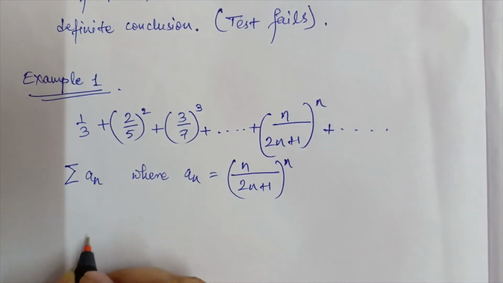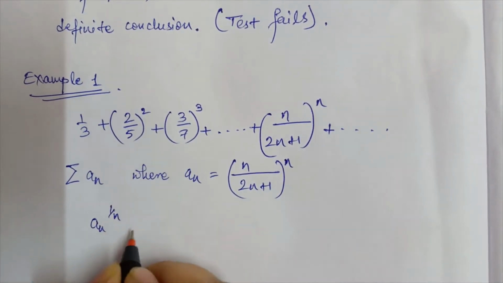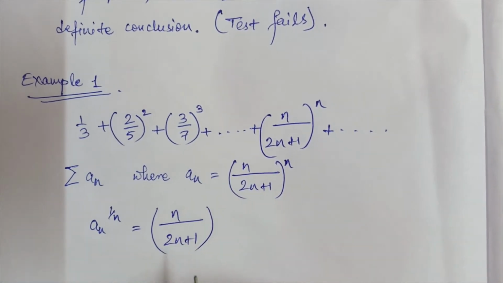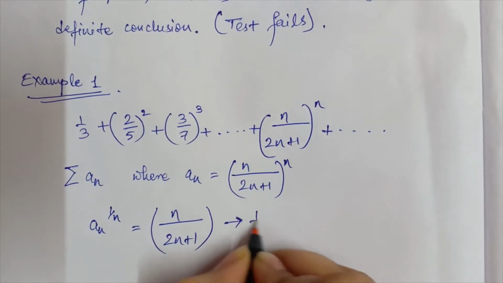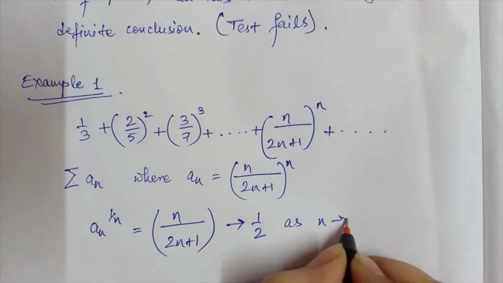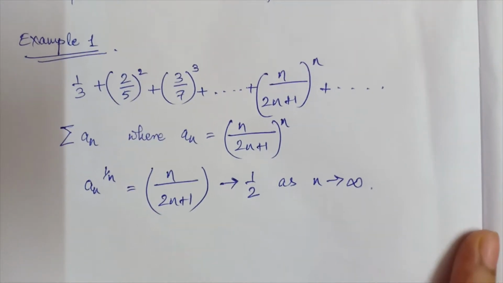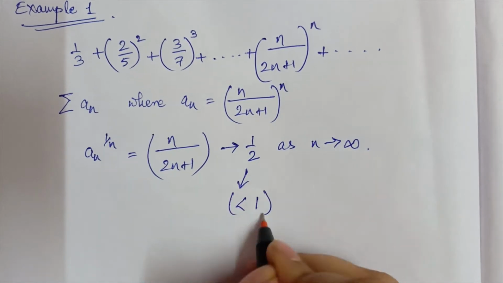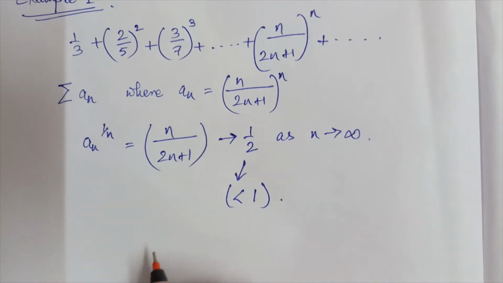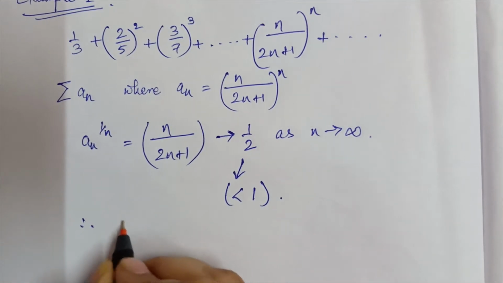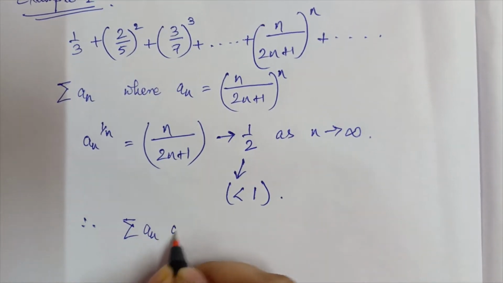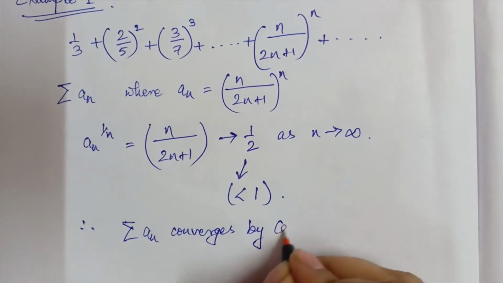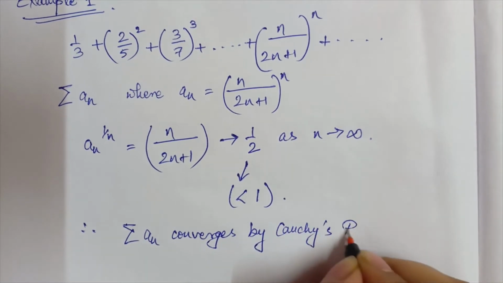Now an to the power 1/n equals n/(2n+1), and this tends to half as n tends to infinity. So we all know that half is less than 1. Therefore, we can conclude that the given series an converges by Cauchy's root test.